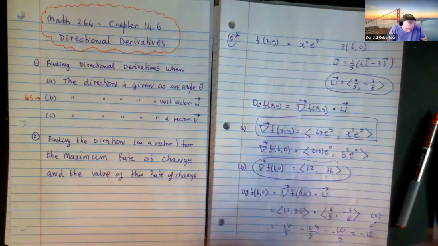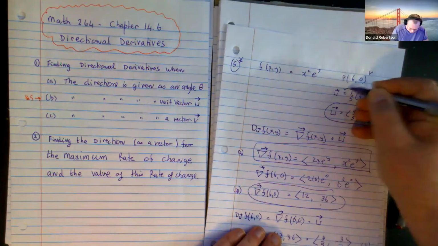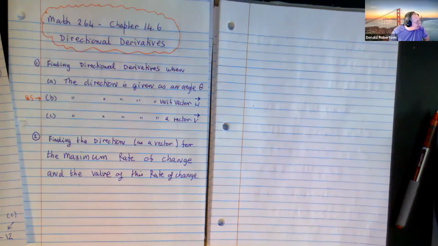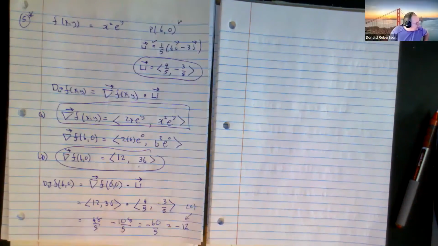So we can find directional derivatives of any function you like, as long as you tell me a point and a unit vector that represents the direction. So let's pick another version of that. Can I see that paper? There you go.